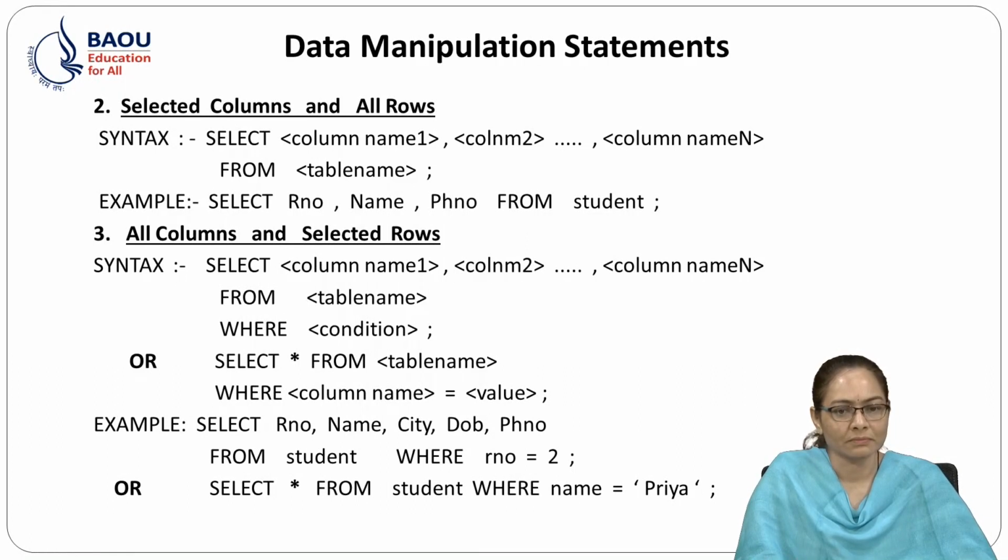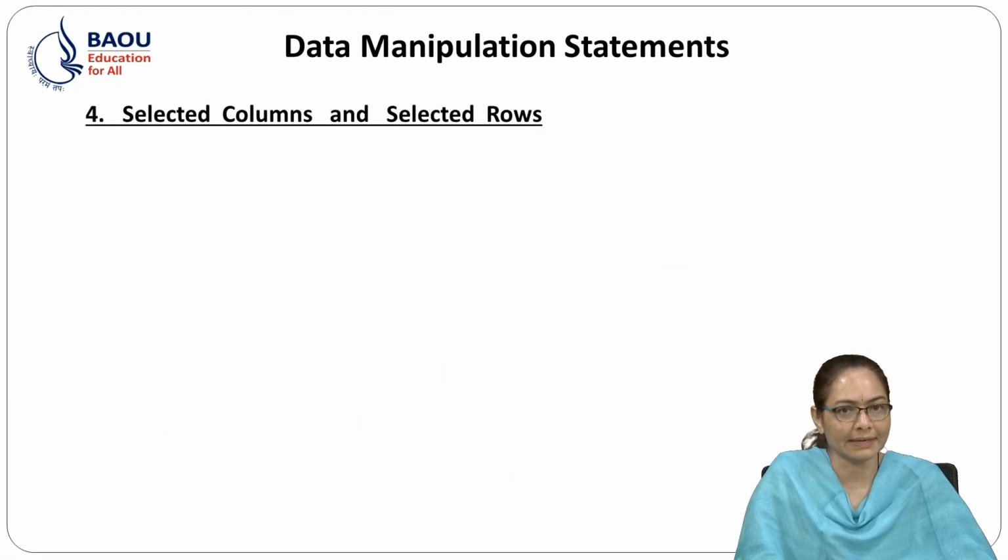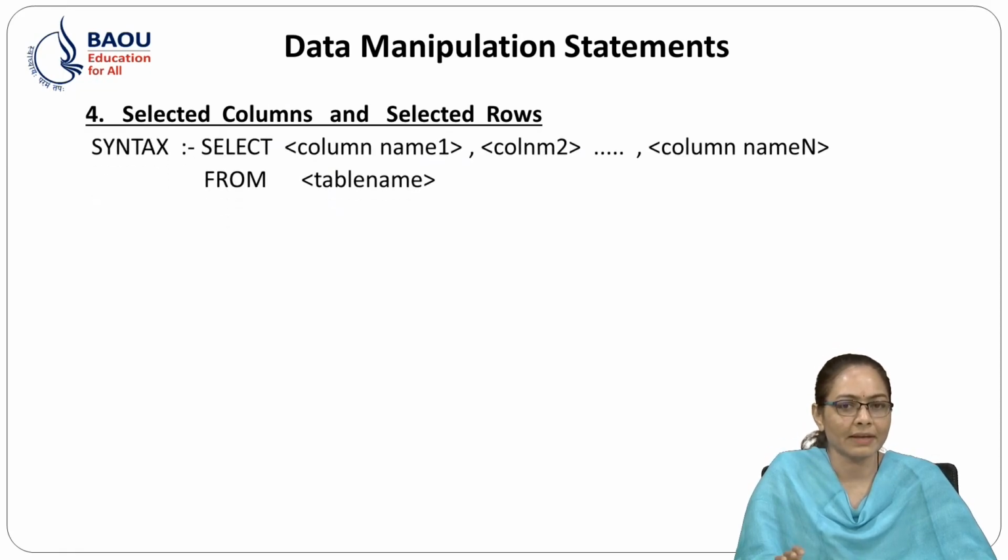Now the next one, the fourth one, is selected columns and selected rows. How can we write selected columns? Select column name 1, comma, column name 2 up to column n from table name. Here you can see the selected rows is also given. For selected rows, we add a where condition. The where condition is used for selected rows.